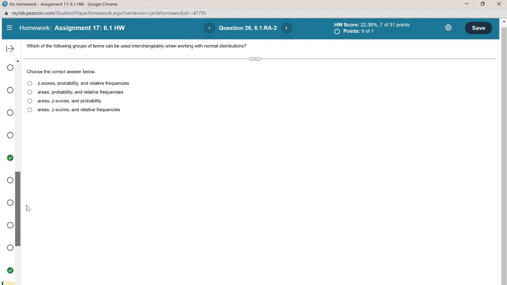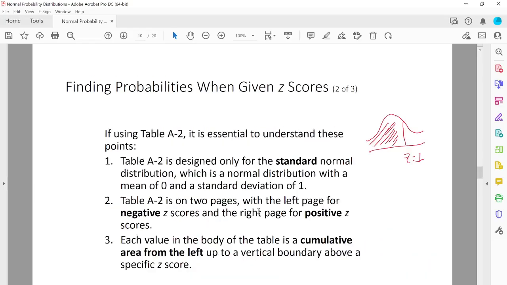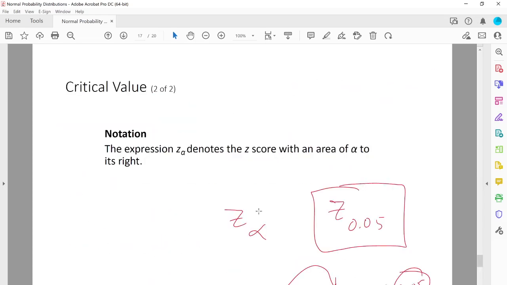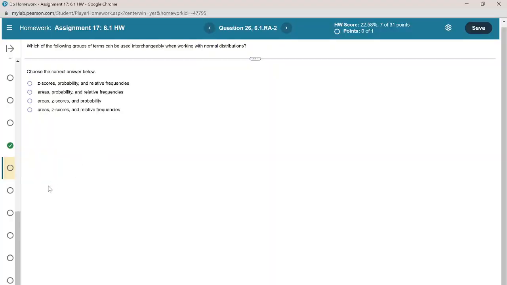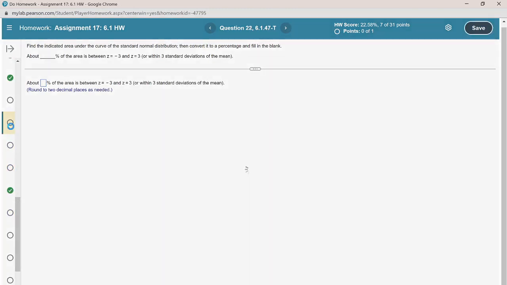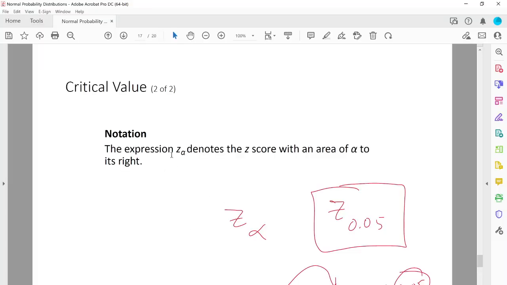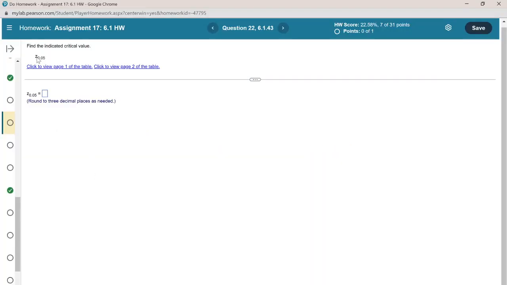I want to do one more problem for this type of notation. Critical value, Z alpha. So what is that problem? Let me find that problem. Okay, this one. Find the indicated critical value, Z 0.05. Remember, this notation denotes the Z-score with an area of alpha to its right. So in this particular problem, we would like to find the Z-score such that the area to the right of that Z-score is 0.05.